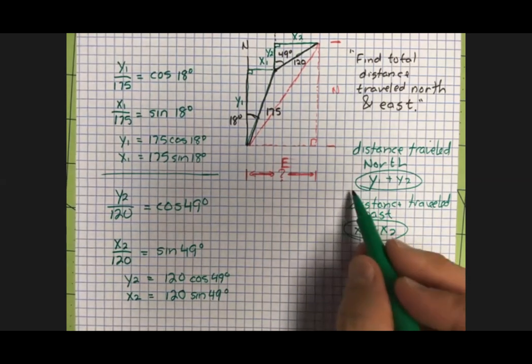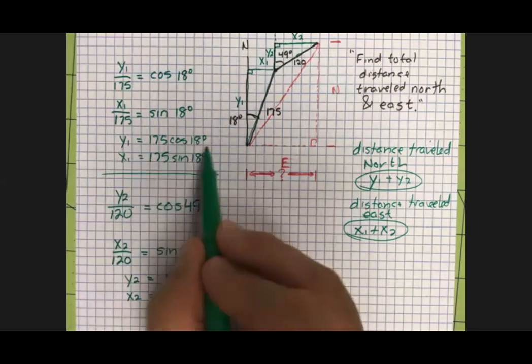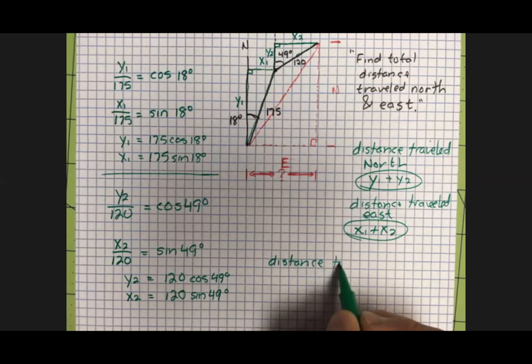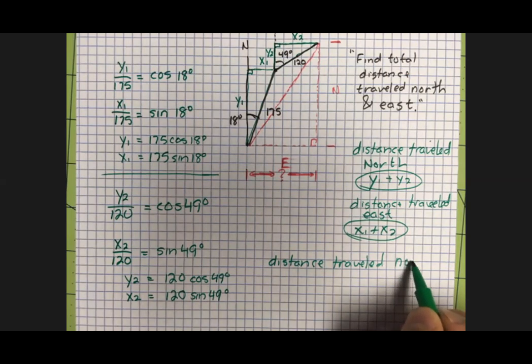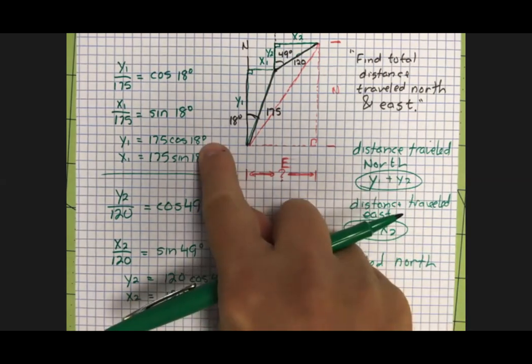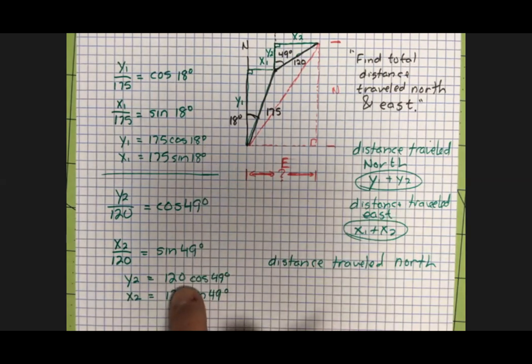So now I know the answer. In fact, I could just write the answer. Distance traveled north is y1 plus y2: 175 cos 18 plus 120 cos 49.